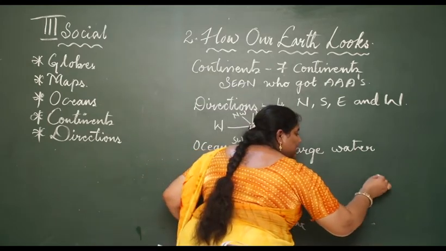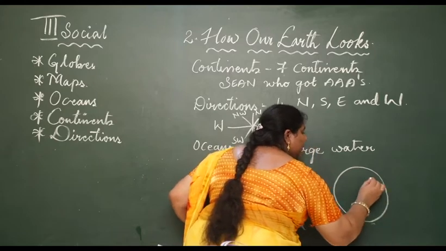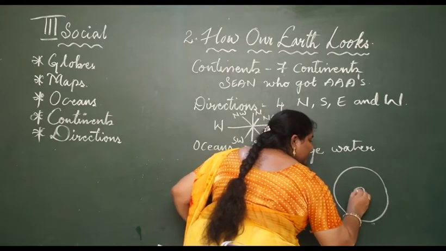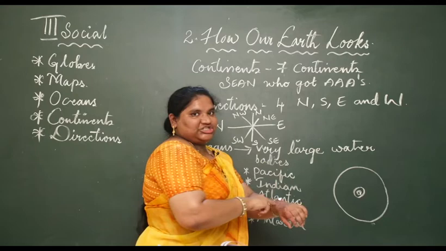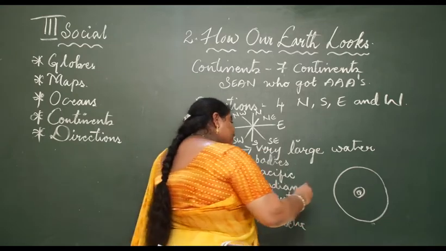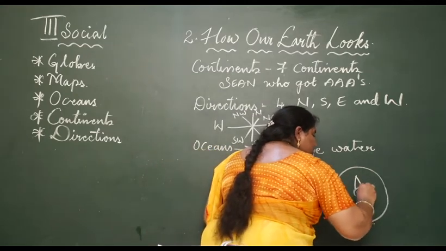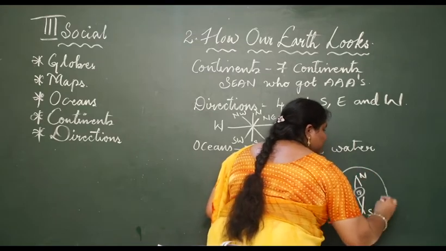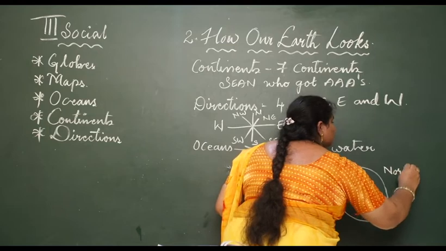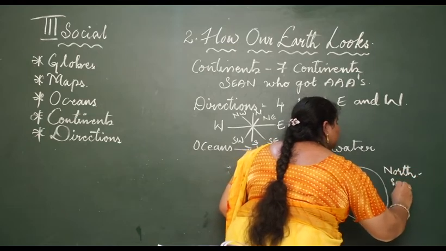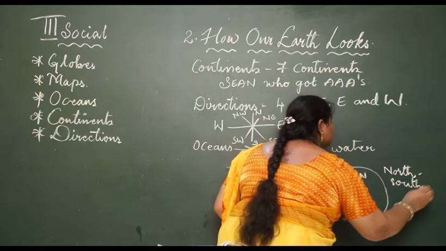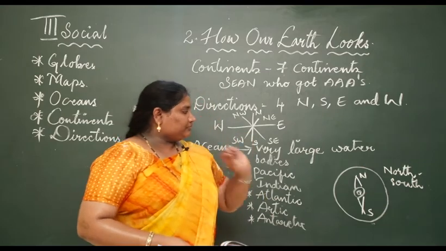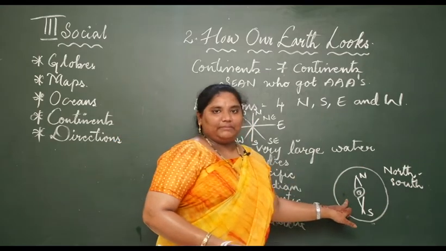How does the compass look? It is round in shape. It has a magnetic field. It's the same as a watch which you wear, but it shows a needle towards the north and south direction. So this is called a compass.